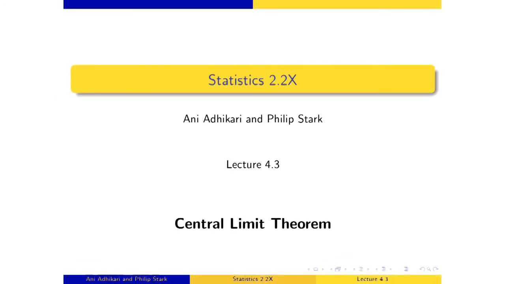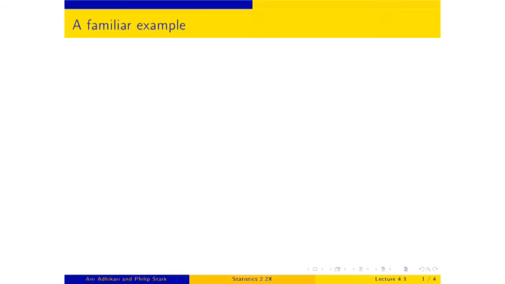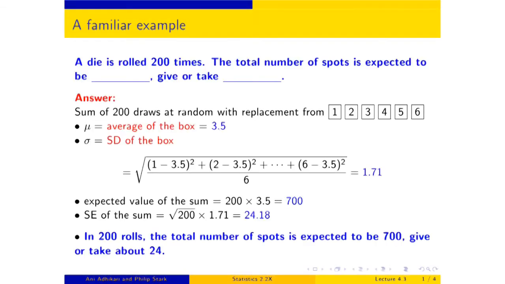You've seen how the normal curve can be used to approximate the binomial probability histogram. But the normal curve can be used to approximate many other probability histograms as well, and we'll start with a very simple one, an example that we have studied to death. It's the total number of spots in 200 rolls of a die.